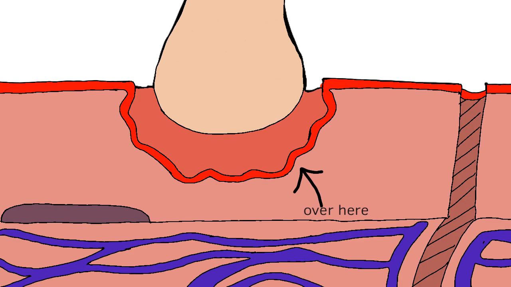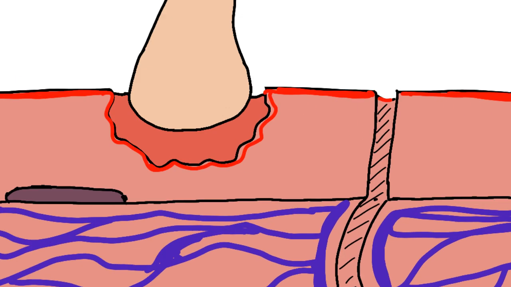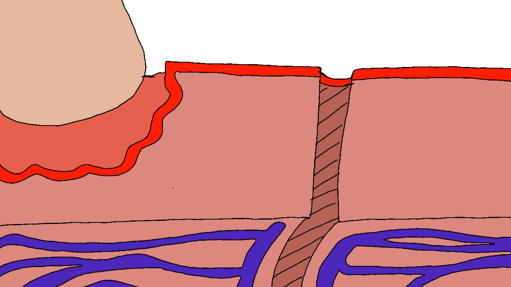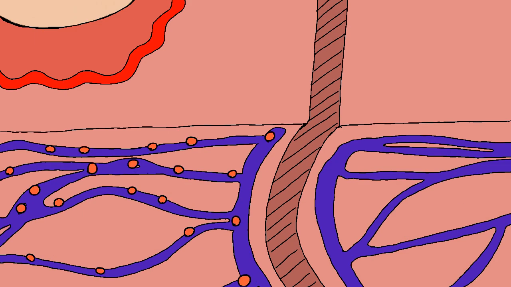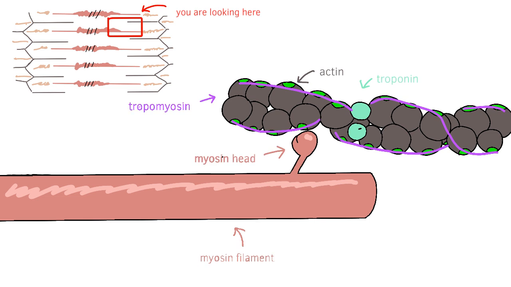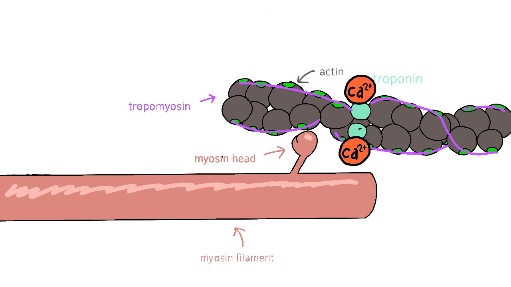This end-plate potential generates an action potential, which is propagated down the sarcolemma, eventually reaching the T-tubules, which help transport it deep into the cell. The action potential moving down the T-tubules triggers the release of calcium from the terminal cisternae of the sarcoplasmic reticulum. Once calcium is released into the cell, it binds to the troponin located on actin filaments. Calcium-activated troponin changes shape, moving the tropomyosin away and exposing the active sites of the actin.